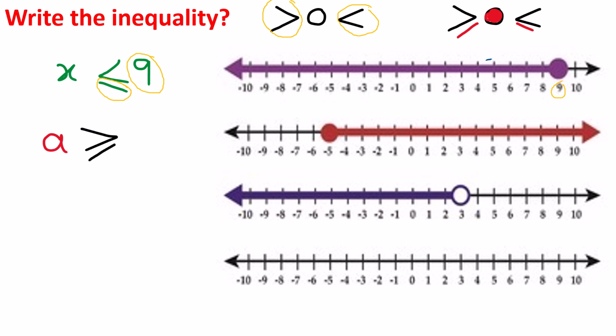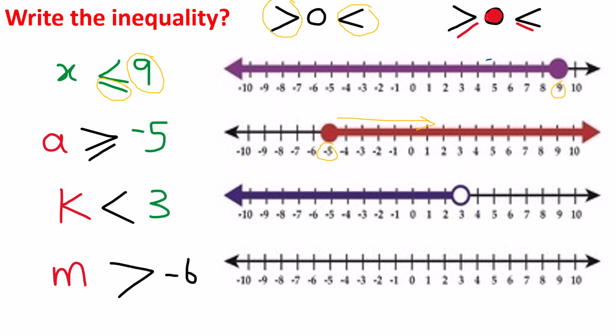The next example, a is greater than and equal to -5. Go to -5. Greater than means you're going to go to the right. It's going to be a closed circle because it is equal to. Our next example, you can guess, k is less than 3. So go to 3, your arrow goes towards the left because it is less than. Our next example, m is greater than -6. So look for -6.